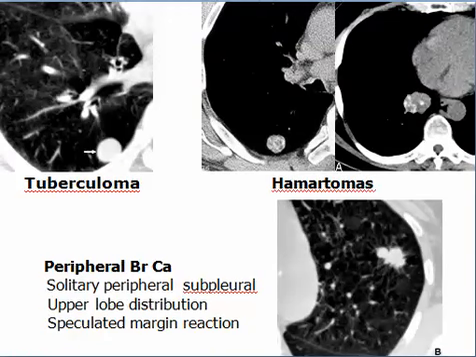In tuberculoma, you can find dense calcification and you can find small satellites around, like here. In hamartoma, you can get what we call popcorn appearance. And in carcinoma, I think it is evident that it is a solitary, peripherally situated, spiculated margin, and the location is subpleural. This is the peripheral type of bronchogenic carcinoma.